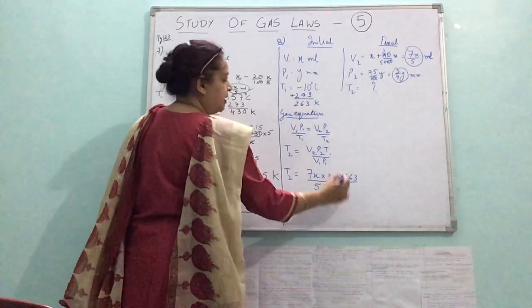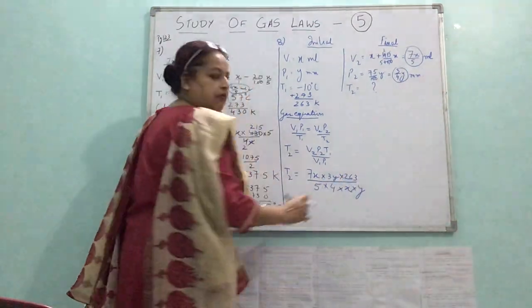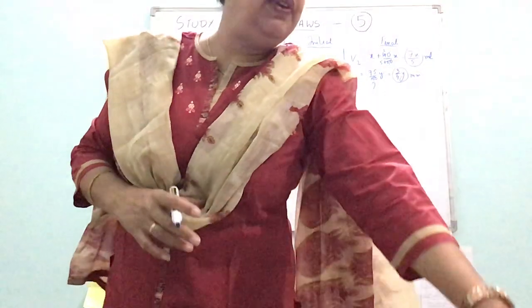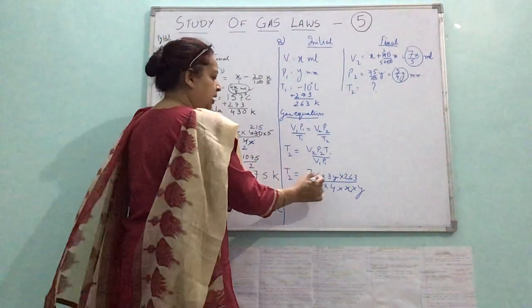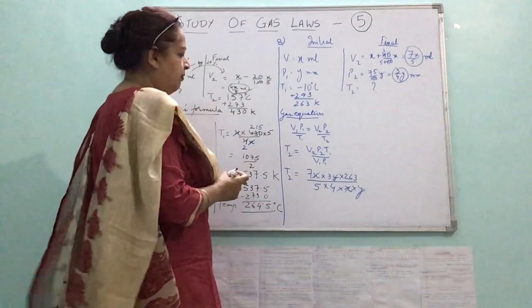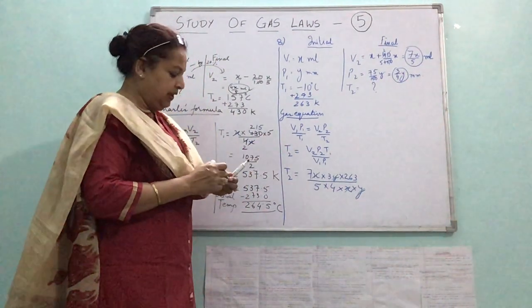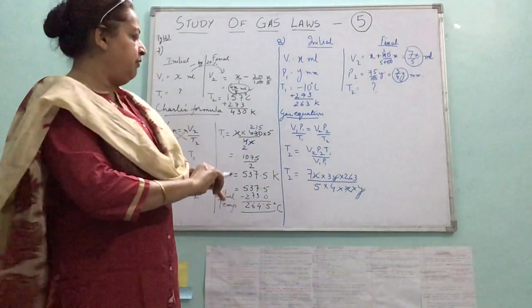V1 is X. P1 is Y. Well, as you can see, the variables are reducible. X and Y can be reduced. X cancels with X, Y cancels with Y. No other reducible factor. So we'll have to multiply and divide. We don't have any reducible factor.